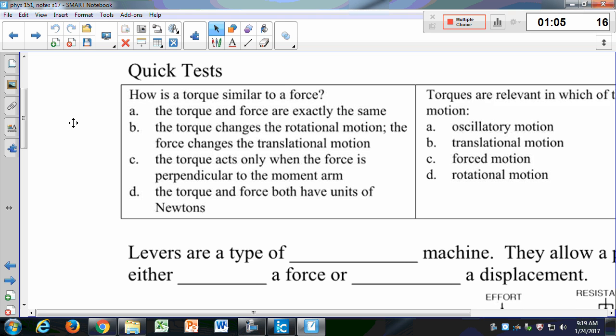How's a torque similar to a force? Feel free to ask your neighbor if you like. Just verify your answer. I'll stop here in just a second. Going to stop at 128.